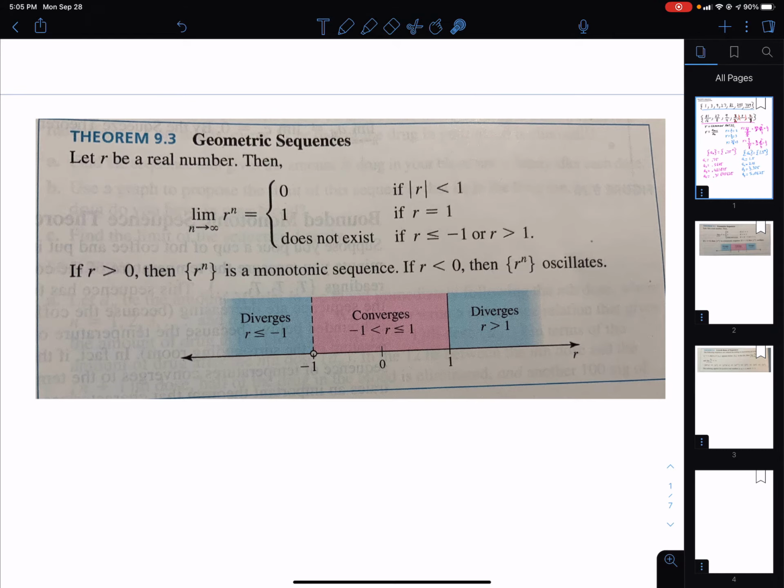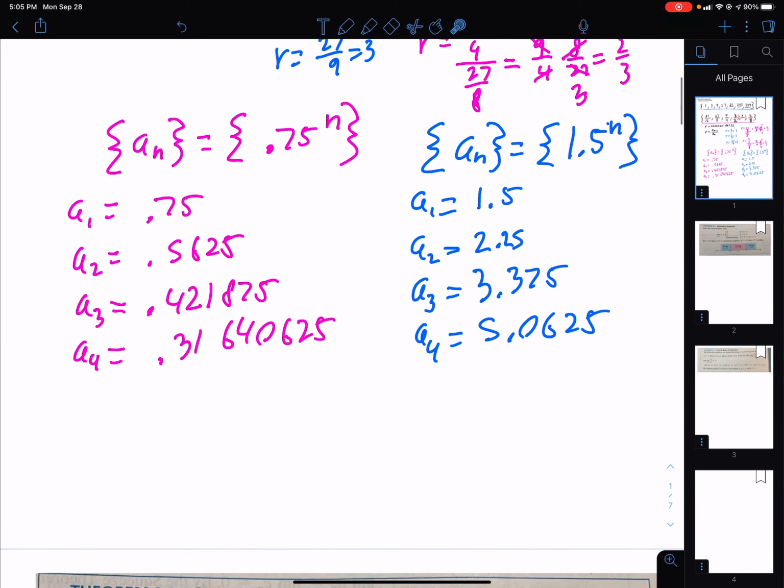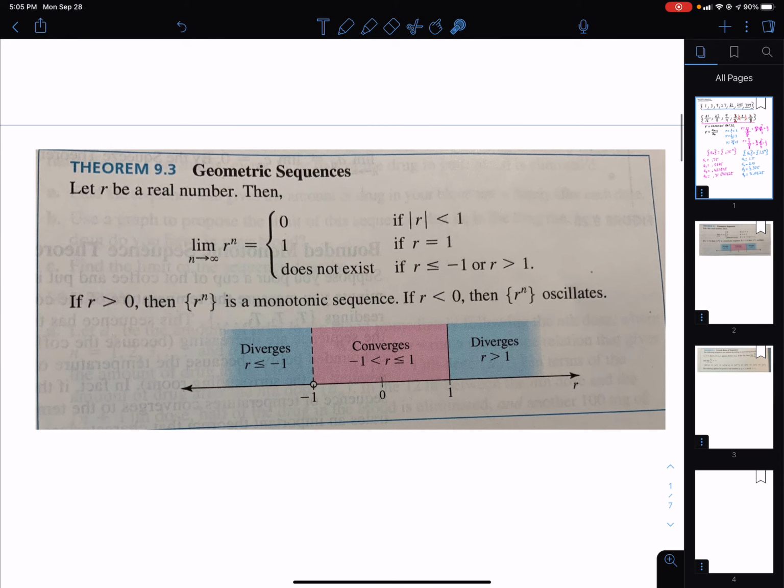So this is what you need to get. If you have a geometric sequence, a common ratio r raised to the nth power, now when's it going to equal what? Okay, check this out. This is the limit of the sequence, what the terms approach as n goes to infinity. It's going to approach 0 if the absolute value of r is less than 1. Because remember, if you multiply by something less than 1, it's going to get smaller and smaller and smaller. So it should make sense.